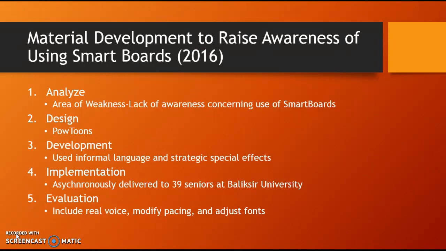The second case study I found followed 39 seniors at a Turkish university, and their issue was that they lacked awareness concerning the use of smart boards. Powelton's was designed to deliver instruction, and I admired this case study because they wanted to use informal language, to make sure that they were able to connect with their audience.